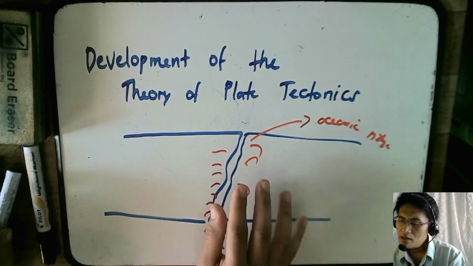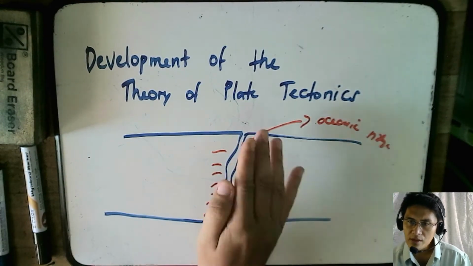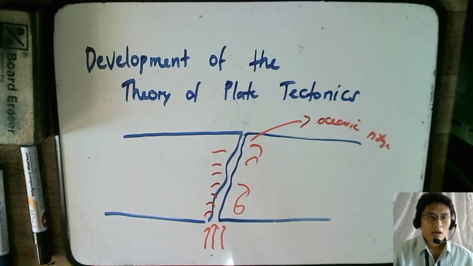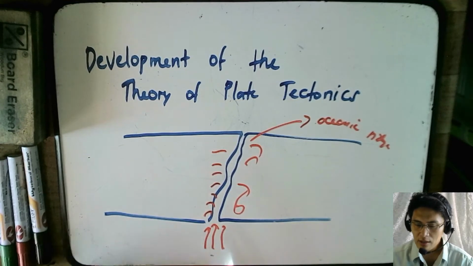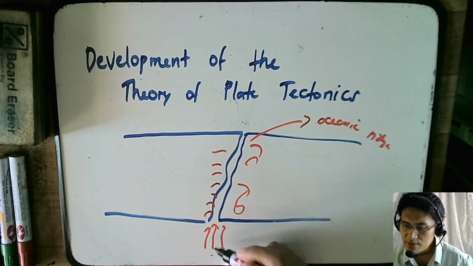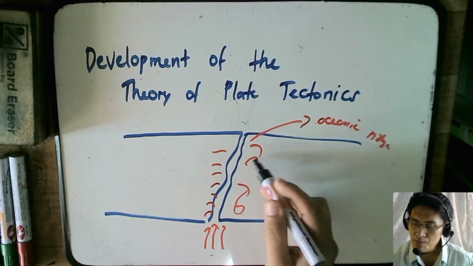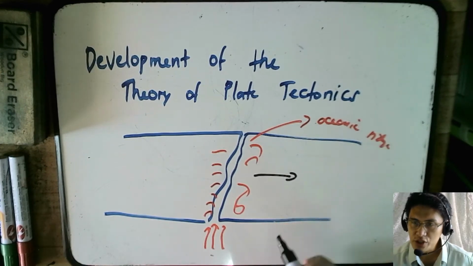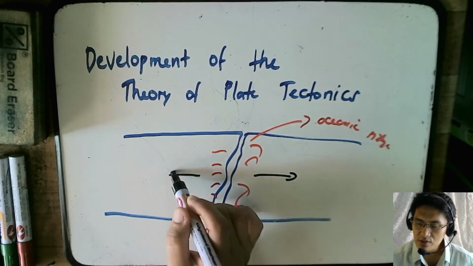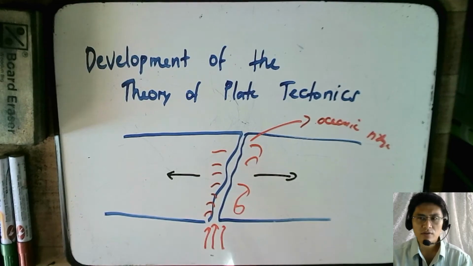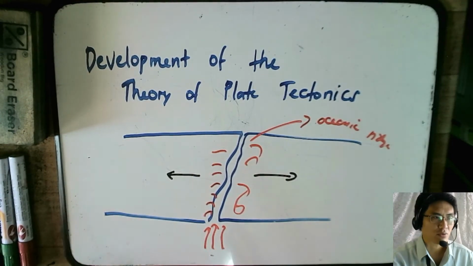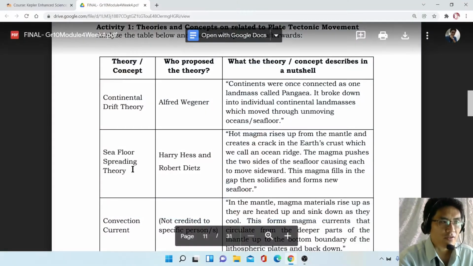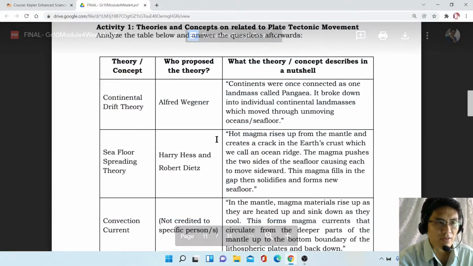But they saw that magma comes out from the crack in the middle of the ocean, and so they observed more, and they concluded that when magma comes out here, this piece of the ocean floor gets pushed towards the side, and this also gets pushed towards the side, and therefore moving the seafloor or spreading the seafloor, so to speak. So that's why they call their theory the seafloor spreading theory.